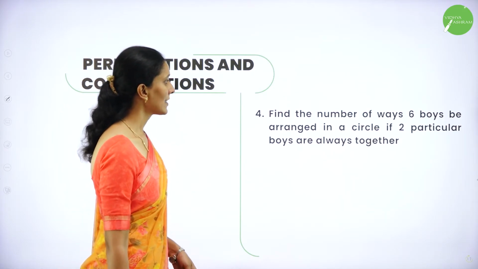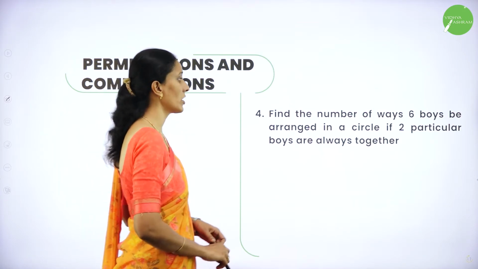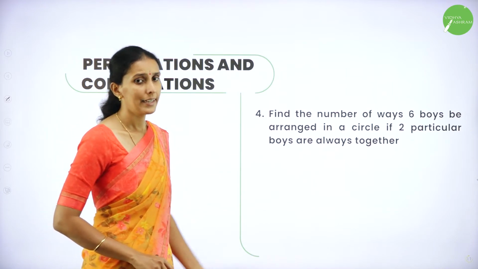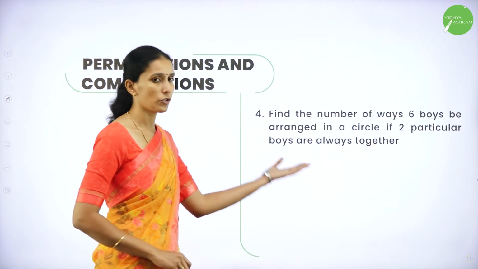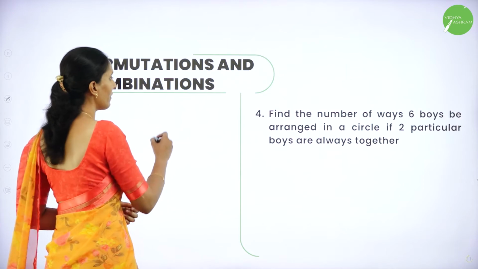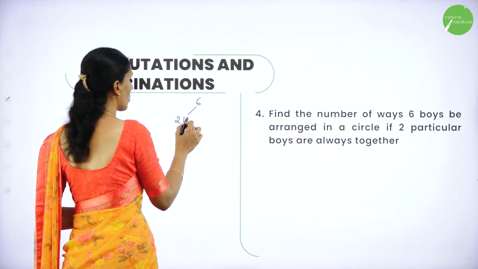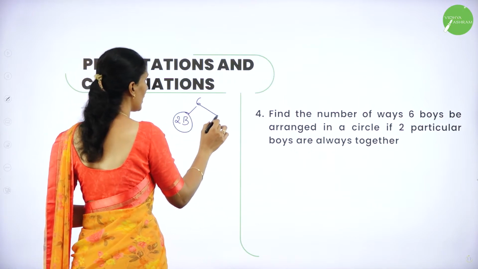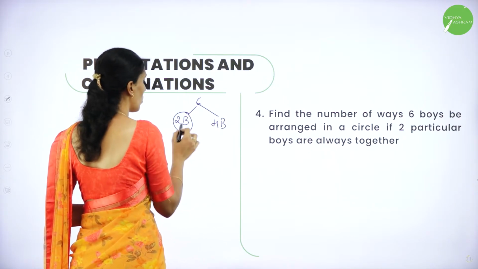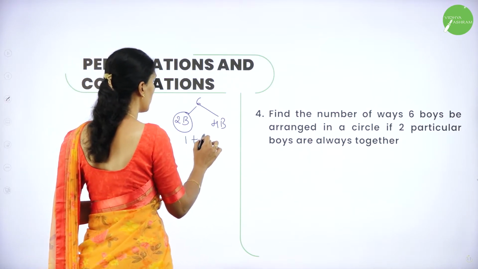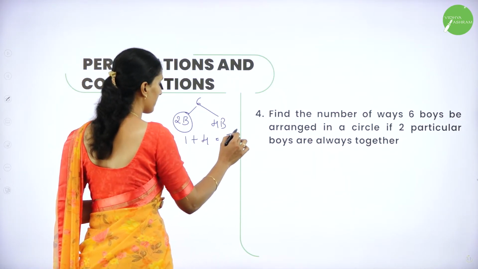Find the number of ways 6 boys can be arranged in a circle if 2 particular boys are always together. Again here also 2 particular boys should always be together. So totally we have 6 boys. Out of them 2 boys are always together, so the remaining is 4 boys. I'll tie them as 1, so 1 plus 4 is equal to 5.